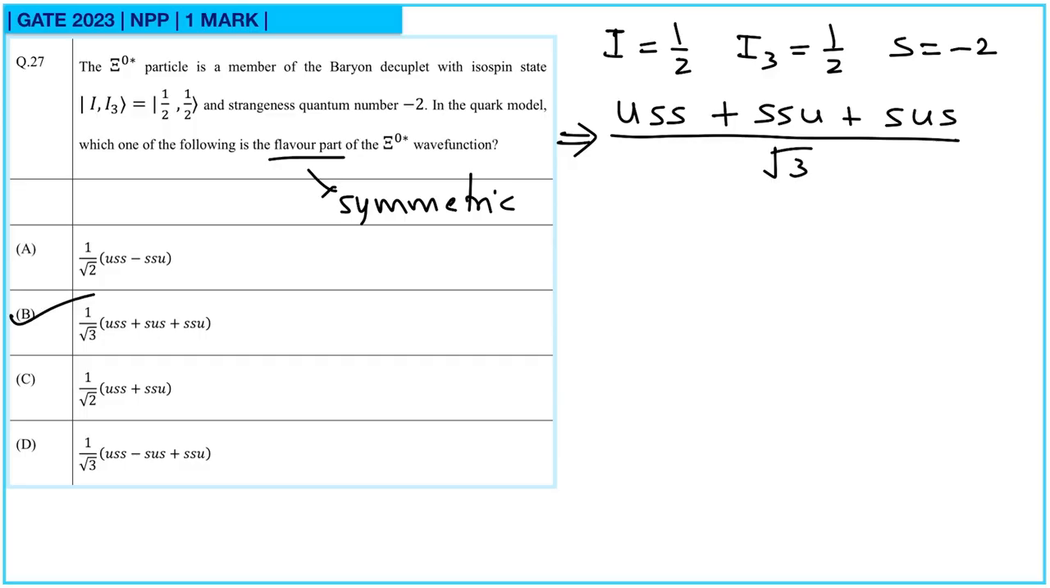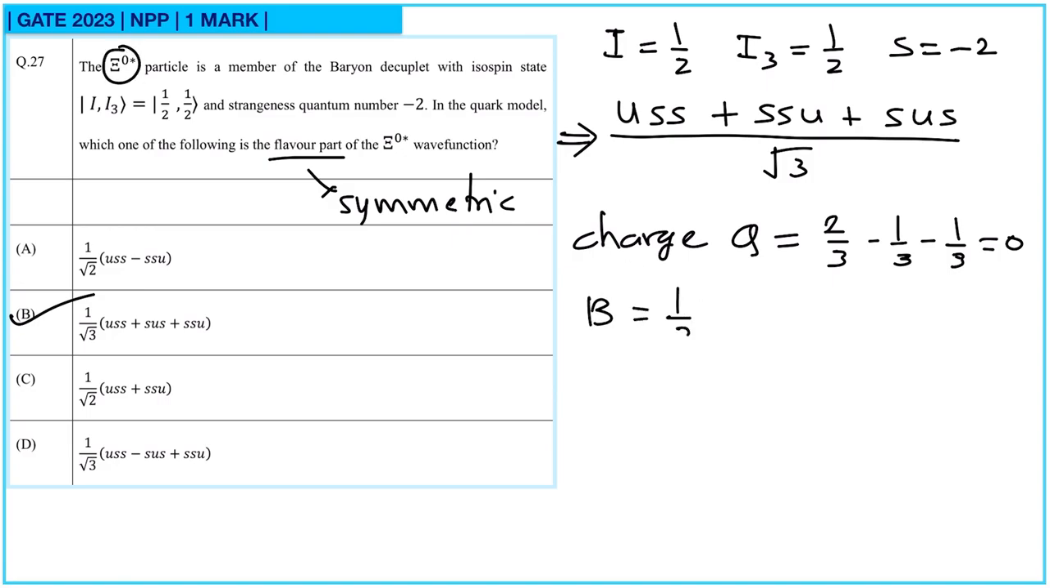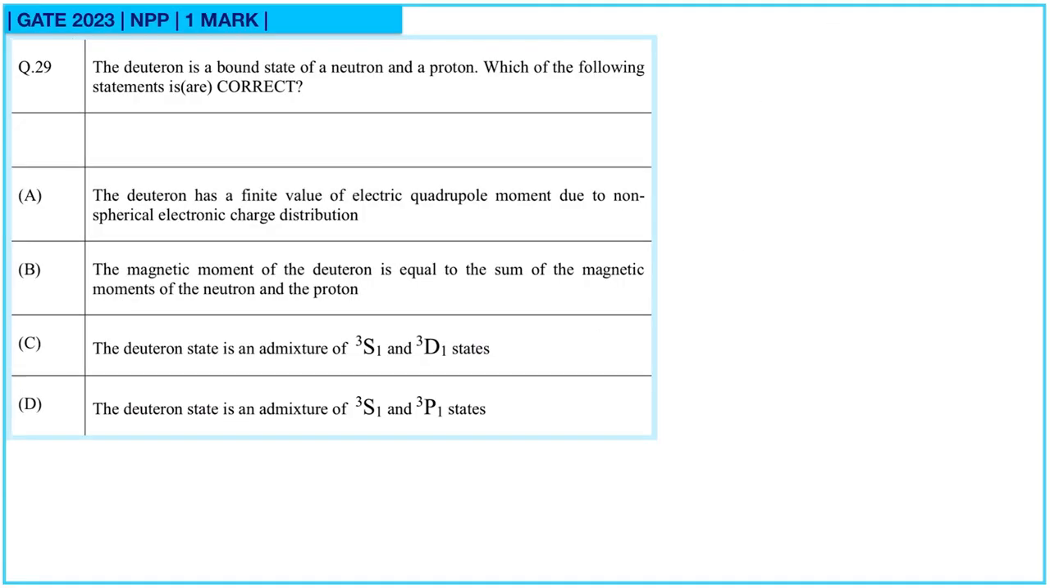Also you can check charge Q. What will be charge Q? It will be U 2 by 3, minus 1 by 3, minus 1 by 3 is equal to 0 and total charge is 0. Also baryon number is 1 by 3 plus 1 by 3 plus 1 by 3, that will be 1. So it is a baryon. Flavor part is symmetric and color part is antisymmetric. Option B is correct.